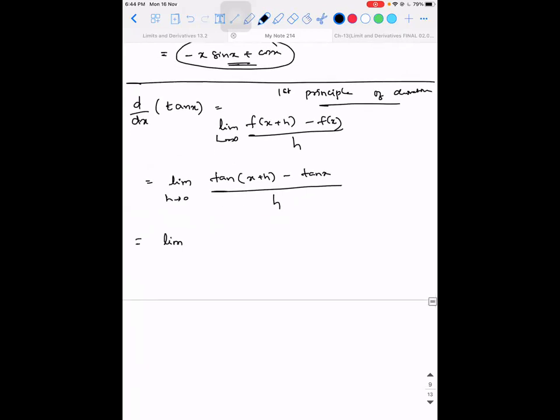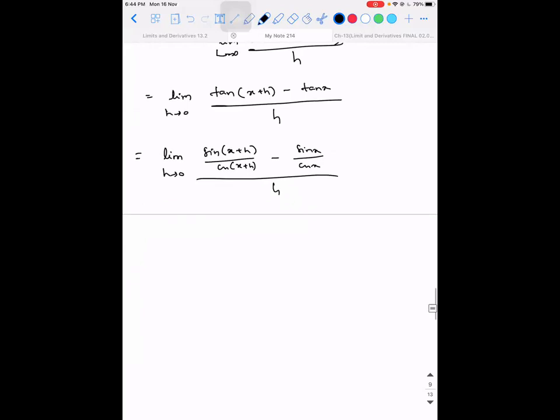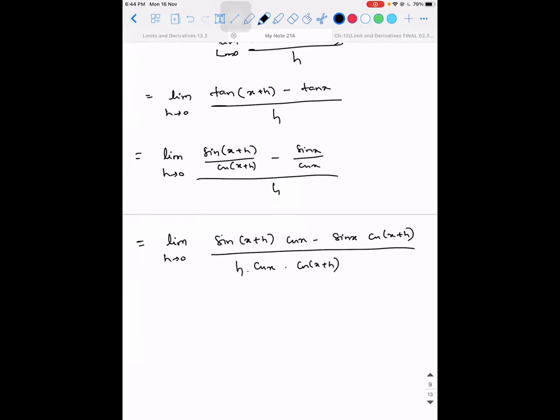So this will be limit h tends to 0, sine of x plus h divided by cos of x plus h, minus sin x divided by cos x, the whole divided by h. Right? So that is limit h tends to 0, sine of x plus h into cos x minus sin x into cos of x plus h, the whole divided by cos x into cos of x plus h, and you have an h here. Guys, is there any doubt in this? I took LCM and then I wrote the final expression.